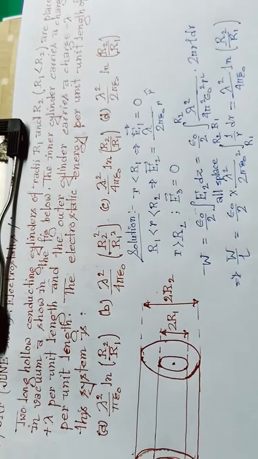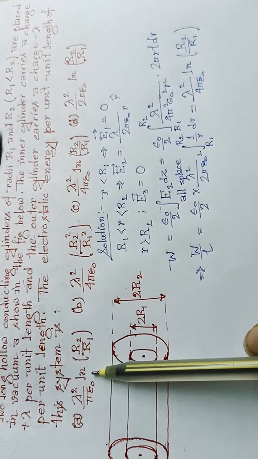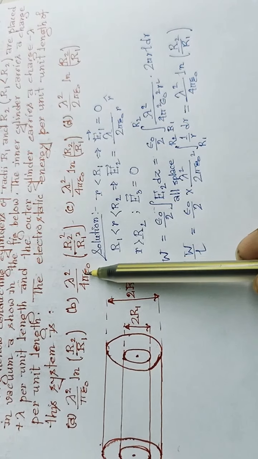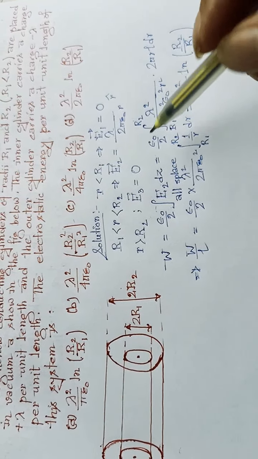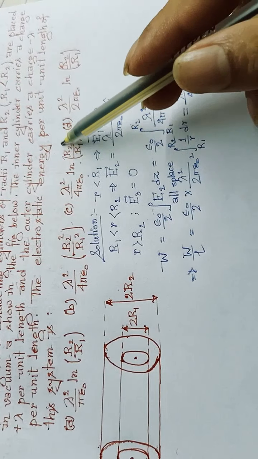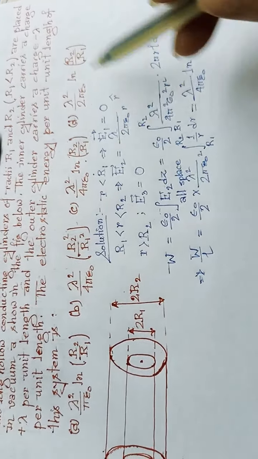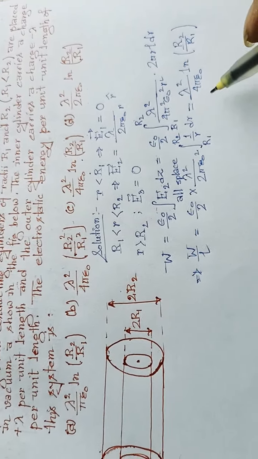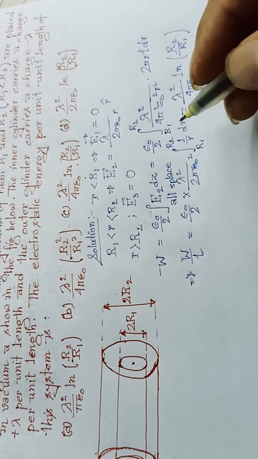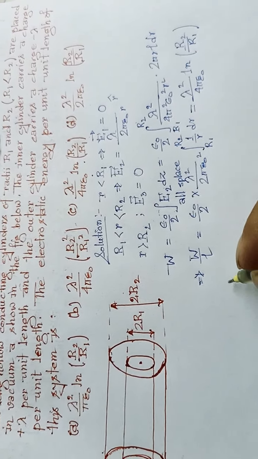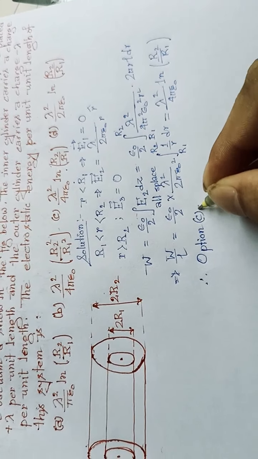From our given options, there are four options. First option is lambda square divided by pi epsilon naught ln r2 by r1. Second option is lambda square divided by 4 pi epsilon naught r2 square divided by r1 square. Third option is lambda square divided by 4 pi epsilon naught log r2 by r1, and fourth option is lambda square divided by 2 pi epsilon naught log r2 by r1. Among these four options, we see that option C is correct. So we can conclude, option C is correct.